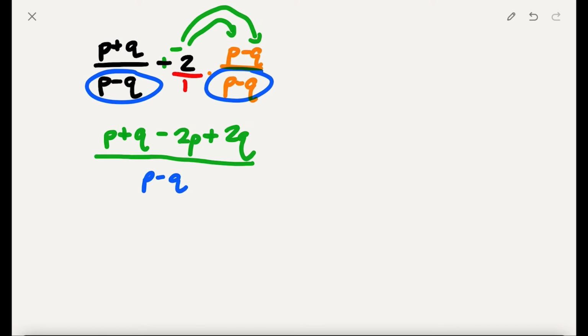Okay. Simplify whatever you can here. So on this top part, you can have negative p, and then the q's are going to combine together to form 3q. And then you're just dividing it by p minus q. Nothing will simplify from here, so that's your final answer.